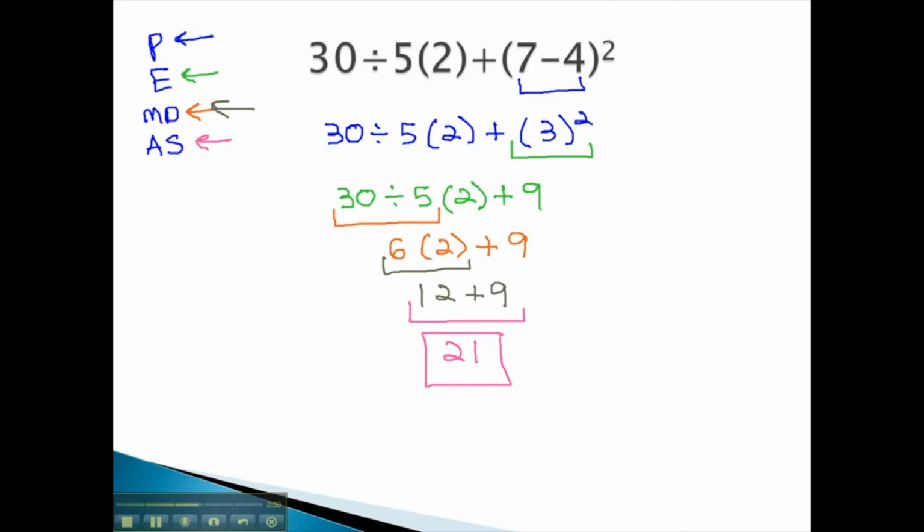Again, the order of operations we can remember with the word PEMDAS, or "Please excuse my dear Aunt Sally," doing parentheses first, exponents second, multiply and divide, making sure we go from left to right, and finally add or subtract at the end.